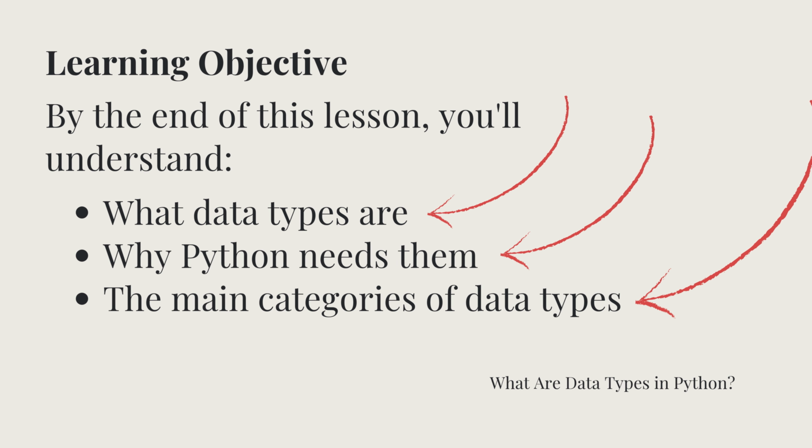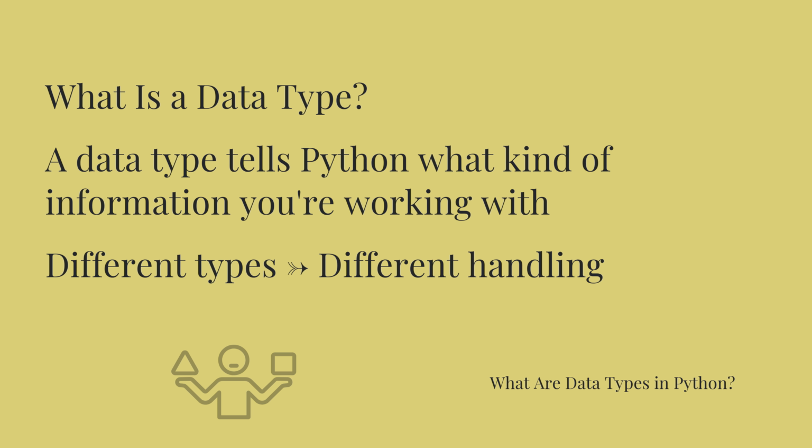Let's jump right in. When you're working with Python, you're constantly dealing with different kinds of information. Sometimes you're working with numbers, sometimes with text, sometimes with yes or no decisions. Python needs to know what kind of information you're giving it, and that's where data types come in. By the end of this lesson, you'll understand what data types are and why they're absolutely fundamental to everything you'll do in Python programming. A data type tells Python what kind of information you're working with.